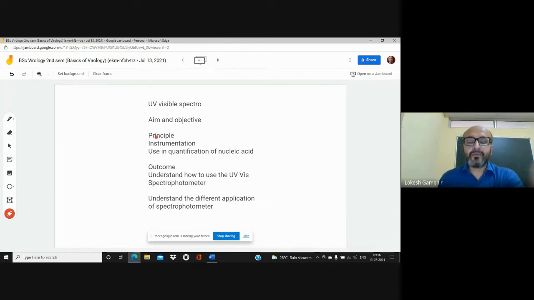See, no matter where you use this particular spectrophotometer, the principle and instrumentation will always be the same, right? It's just the matter of application where you are using it. So by the end of this lecture, I hope that you will be able to understand the complete aspect of spectrophotometer, understand where it can be used other than your nucleic acid determination, right? So let us begin with the principle first of all.